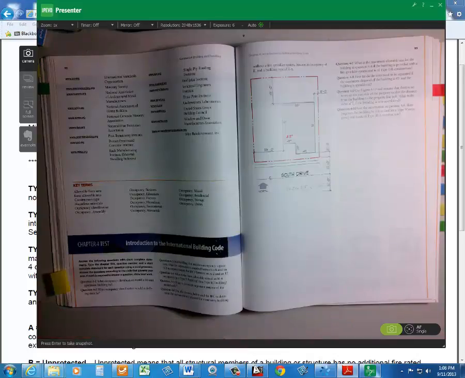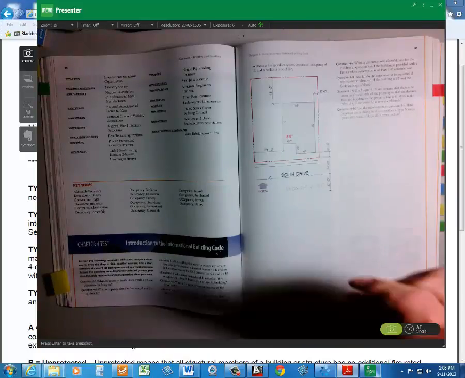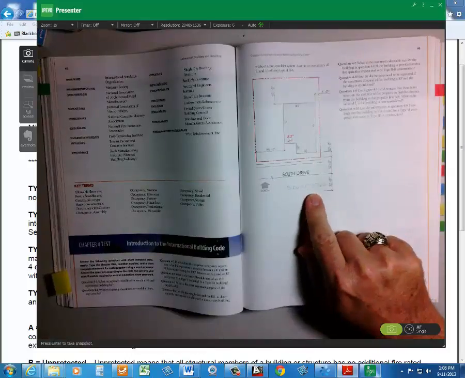I'm looking at group E, type 2A. But the maximum size, what's the maximum size without a fire sprinkler? Now the building right now, the footprint of it is 5,760.